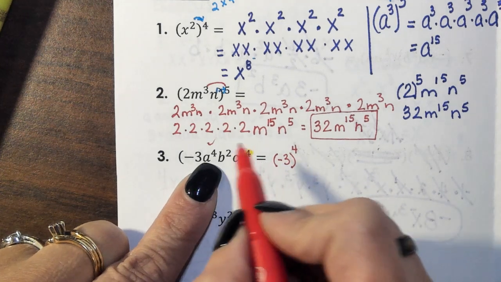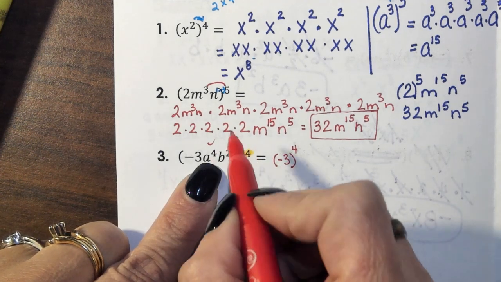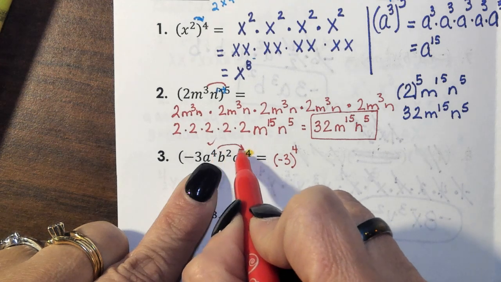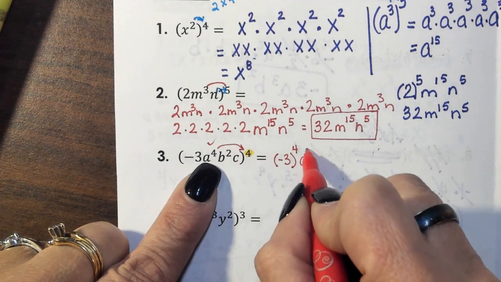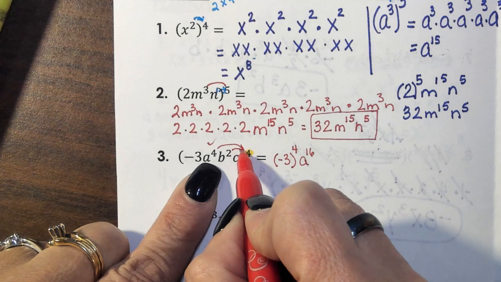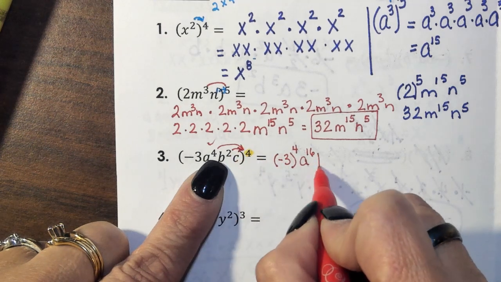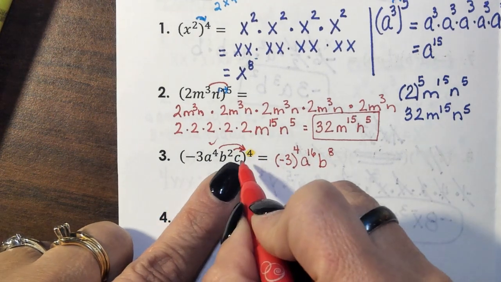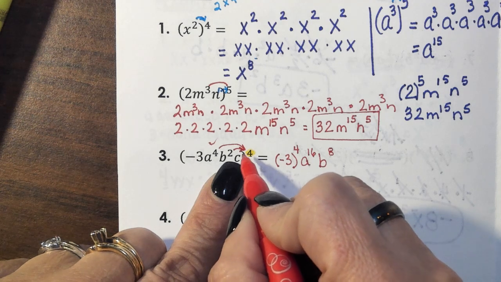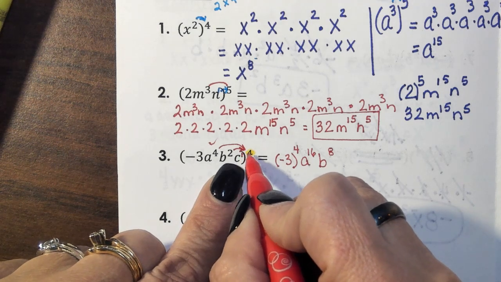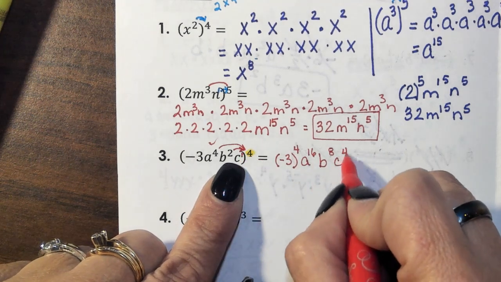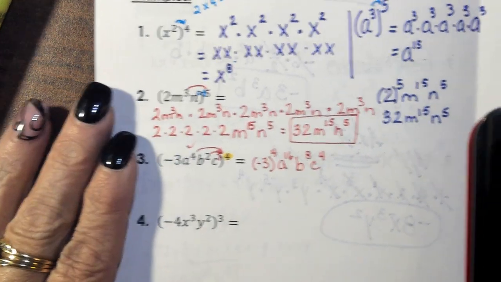Now, everything else we know when you go a power to a power, you multiply. So 4 times 4 would be a to the 16th. 2 times 4 would be 8, so that'll be b to the 8th. Oh, c. Remember there's a 1. 1 times 4 would be 4. Okay, so I just need to figure out negative 3 to the 4th power.